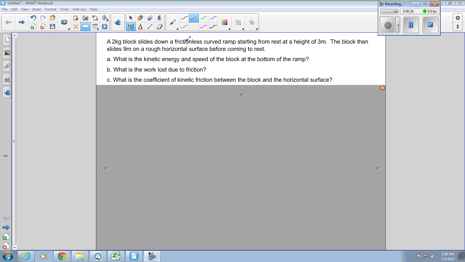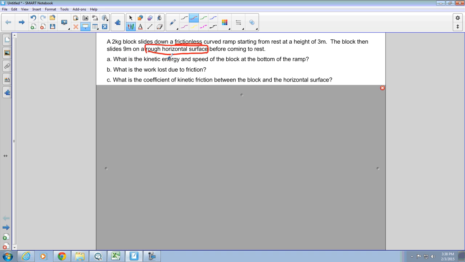You've got a 2 kilogram block sliding down a frictionless curved ramp. That's how we know that there aren't any losses, because it says frictionless curved ramp, and it starts from rest at a height of 3 meters. The block then slides 9 meters on a rough horizontal surface before coming to rest. So we know it's coming to rest, and the cause of it is this rough horizontal surface. And he's going to slide for 9 meters.